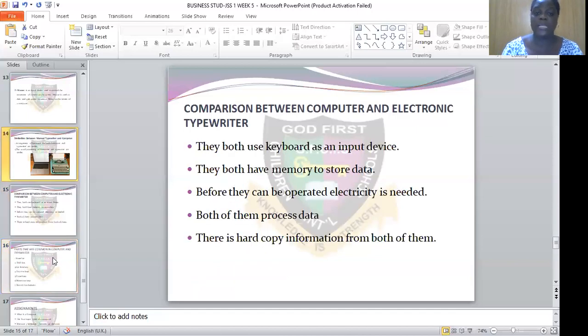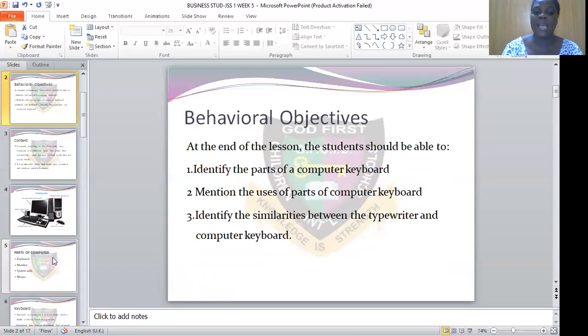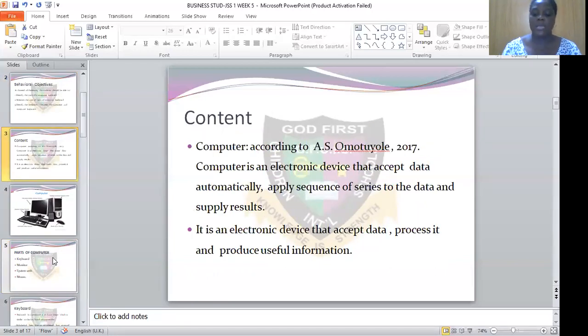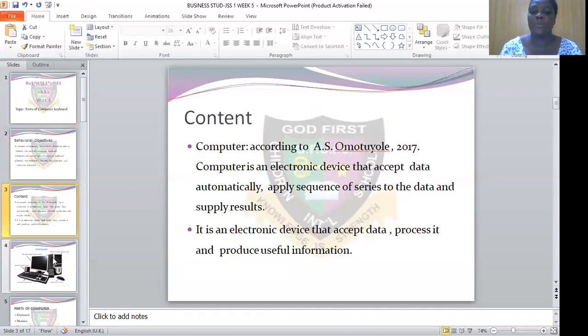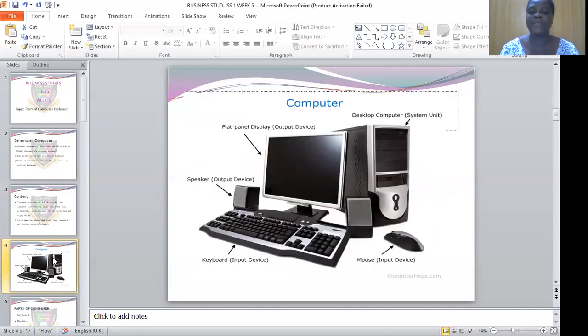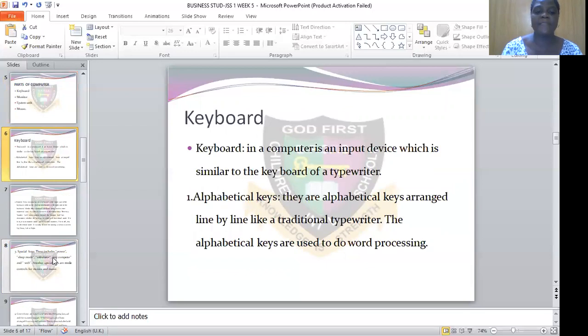We have come to the end of today's lesson, but before we go, it is important for us to remind ourselves of what we have taught. We talked about the computer and the parts of the computer keyboard. Number one, we have the computer, which is an electronic device that accepts data, processes it, and produces useful information. Then we have the parts of the computer, which include the keyboard, the monitor, the system unit, the mouse, and the speaker. Then we have the keyboard.